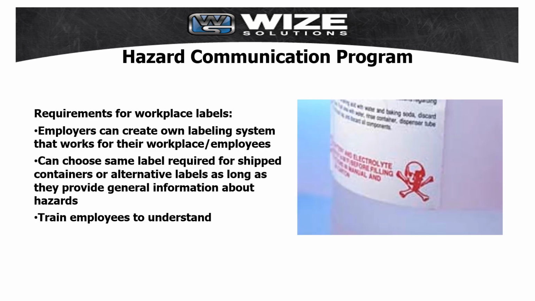Employers may choose to label workplace containers either with the same label required for shipped containers of the chemical or may instead use alternative labels, as long as those labels provide employees with general information about the hazards of the chemical and the employer provides training so that employees exposed to the chemical understand the specific hazards it presents. Why Solutions will stick to global harmonized system standards.